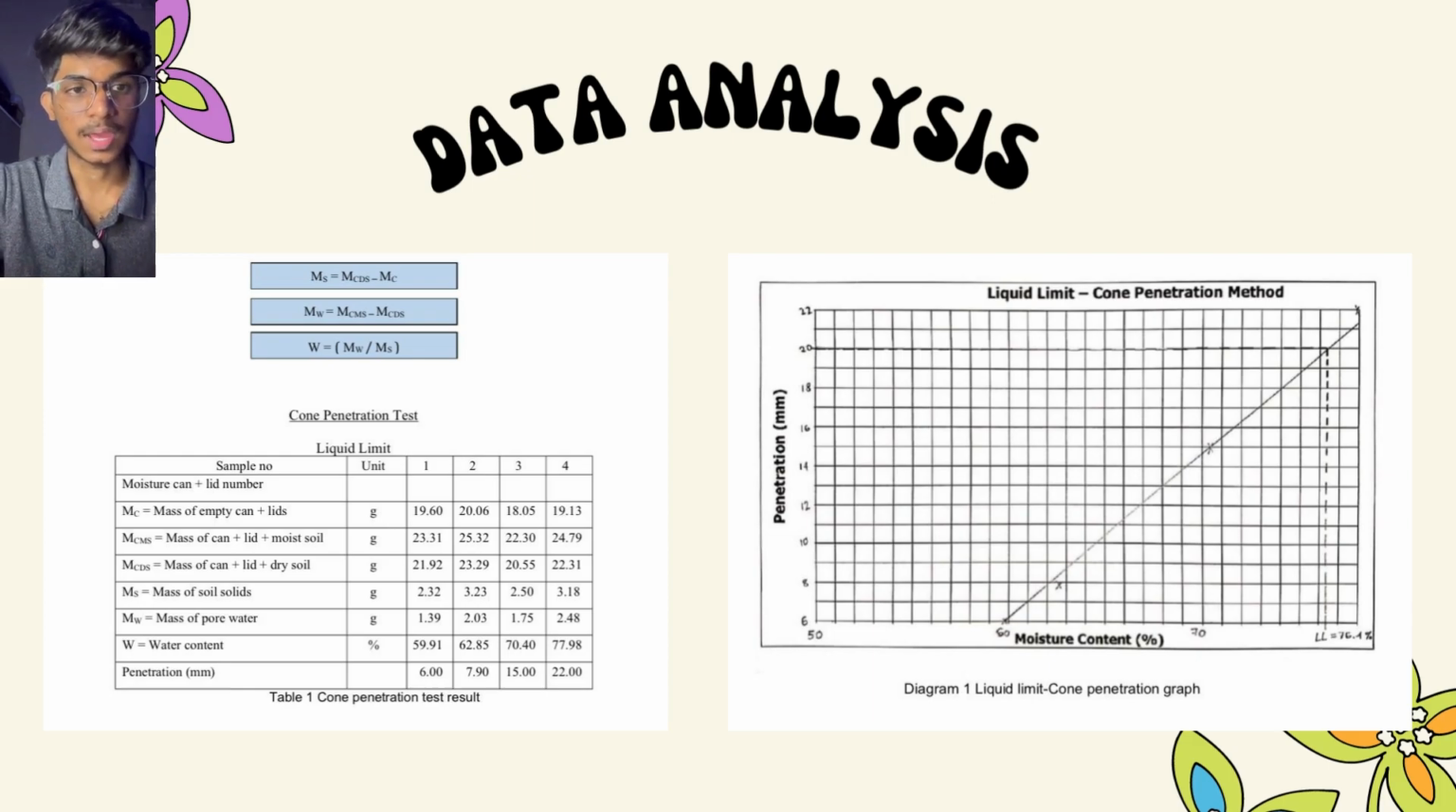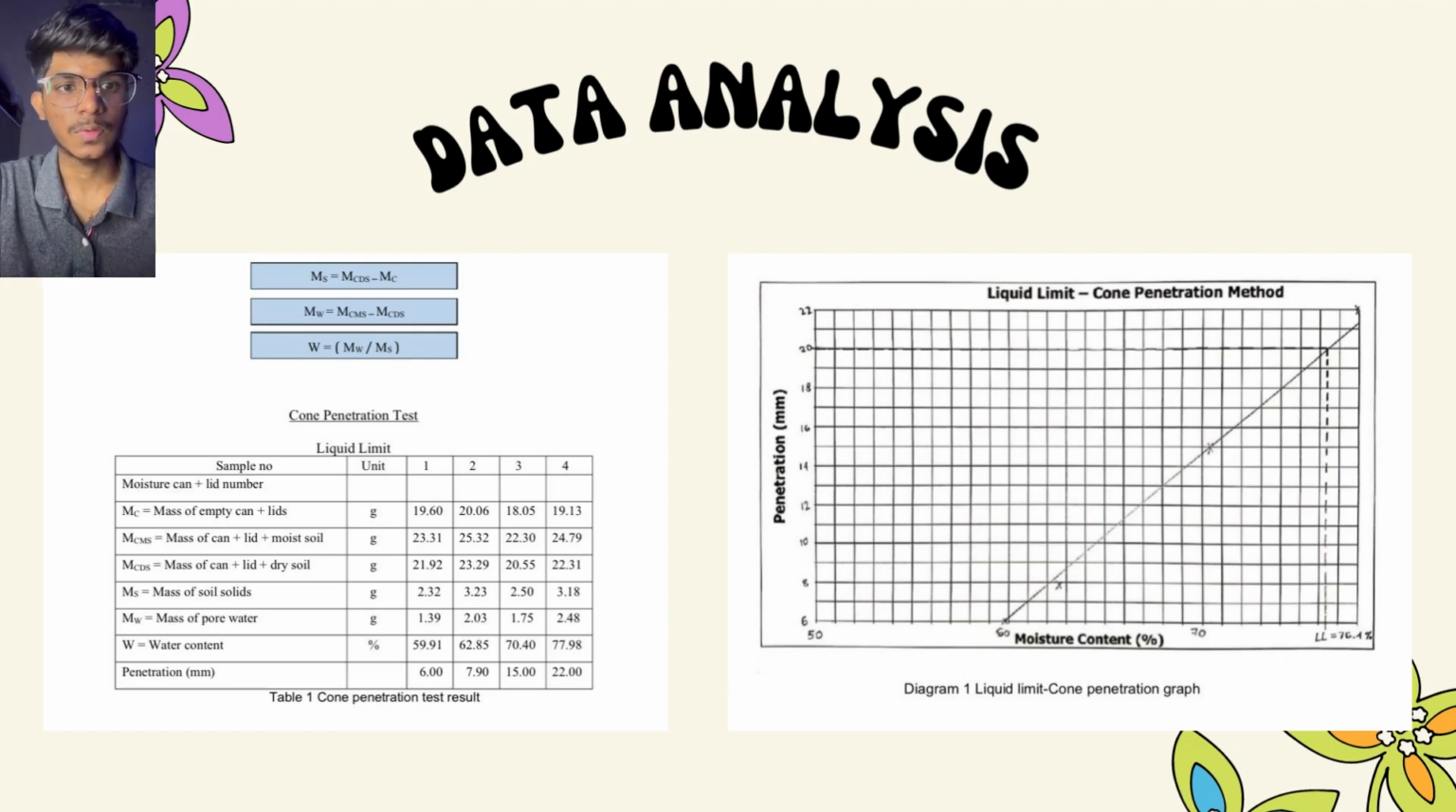These are the formulas that we have used, and at the bottom you can take a look at the table as well, where the moisture can should be added with the lid number. Secondly, what does MC mean? MC means the mass of the empty can and also the lid, and MCMS means the mass of the can added with the lid and also with the moist soil. The fourth one is the mass of soil, which is Ms, and the fifth one is Mw, which is the mass of pore water, and W is the water content.